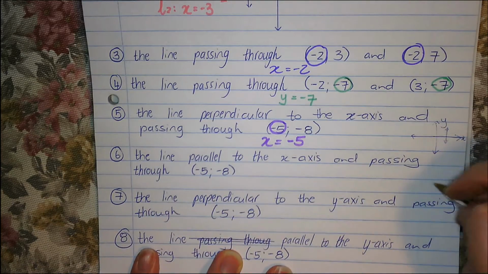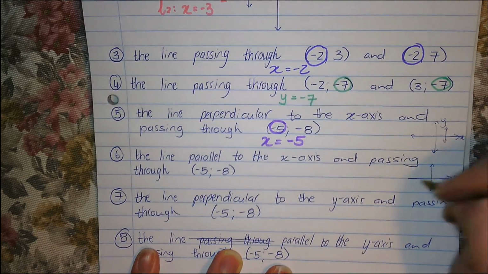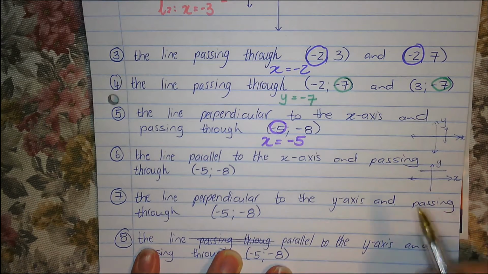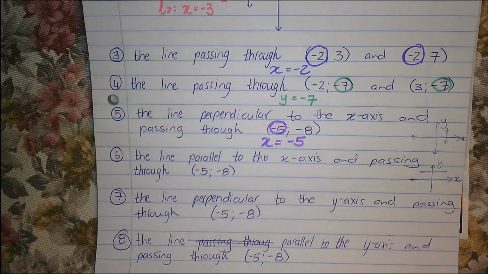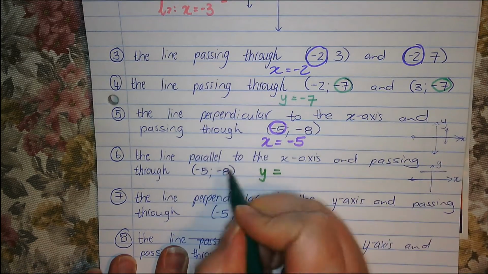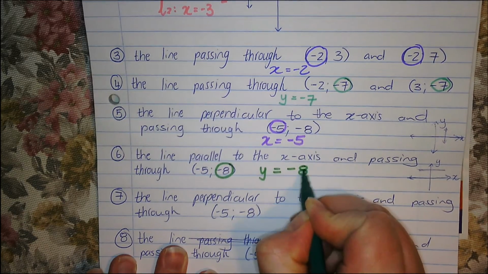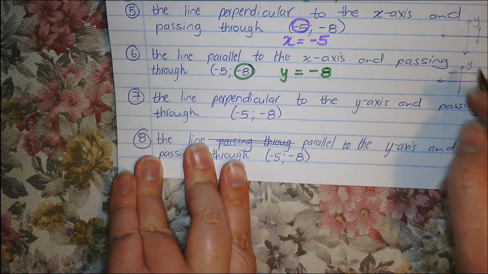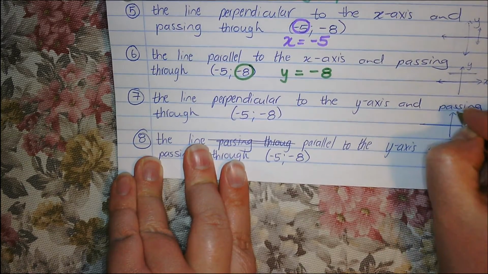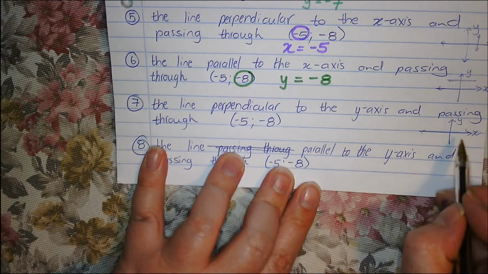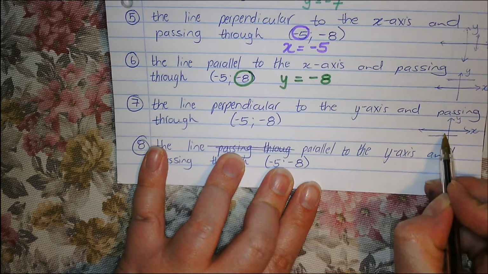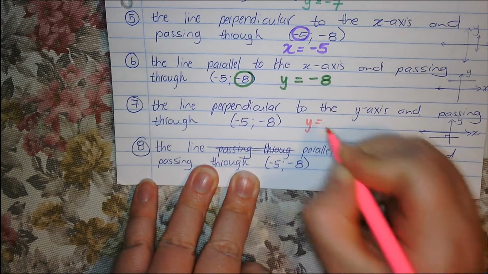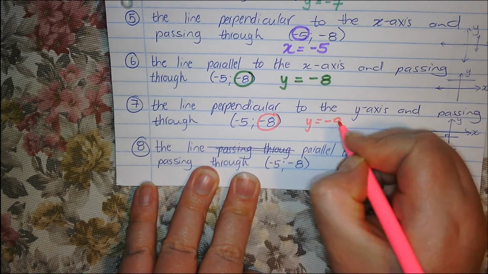Then the line parallel to the x-axis, again, this is my x-axis, this is my y-axis. You will recall that lines that are horizontal are parallel to the x-axis. Horizontal lines have the equation y equal to something, and you take the y value, so that's y equal to negative 8 as your answer. The line perpendicular to the y-axis, so this is x, this is y. A line that is perpendicular to the y-axis is going to be a horizontal line. So again, this equation is going to be y equal to something, and we take the y value that it passes through.